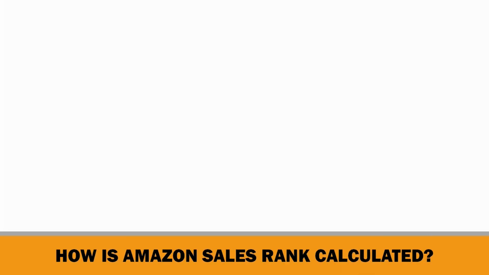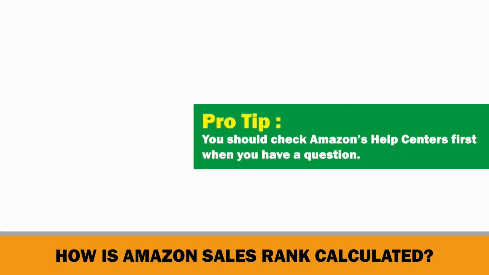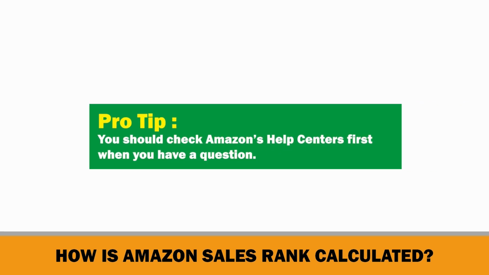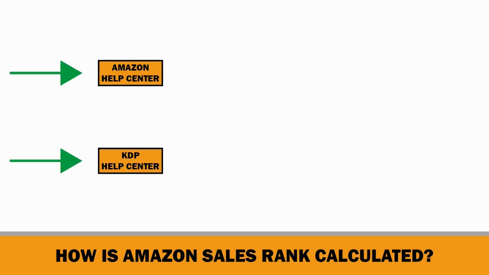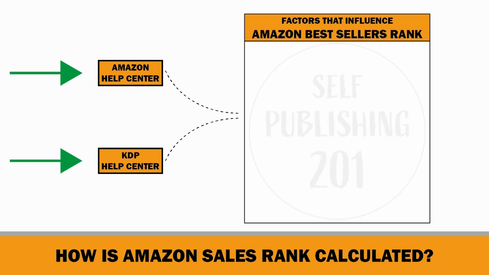First of all, Amazon doesn't reveal exactly how the bestsellers rank is calculated. It is always better to look at what Amazon says about it to have the best answer. Therefore, I will check both Amazon Help Center and KDP Help Center to find some clues and try to make a list of the factors that influence the BSR ratings. I believe that visualizing with a list will help you understand better.